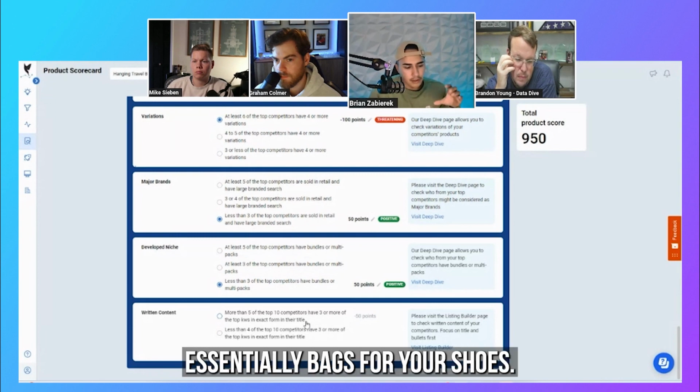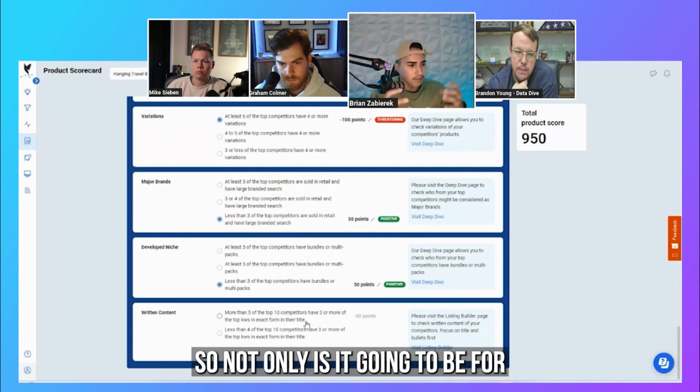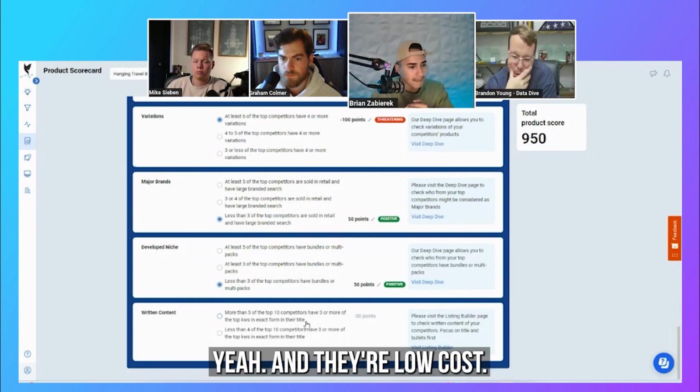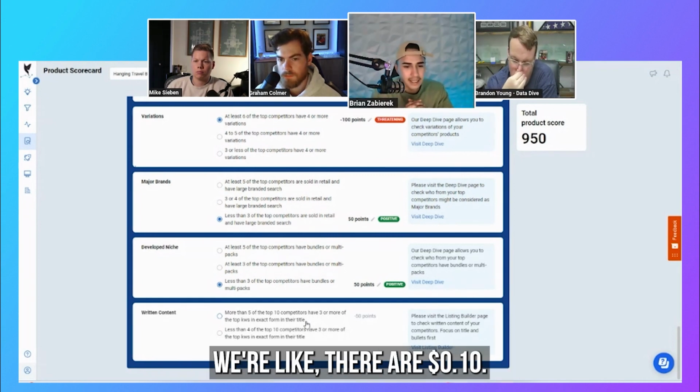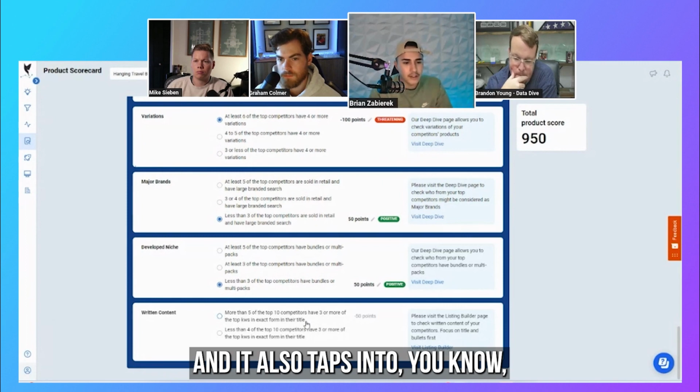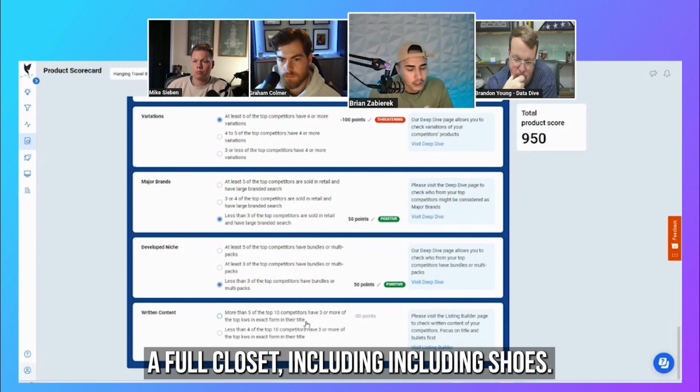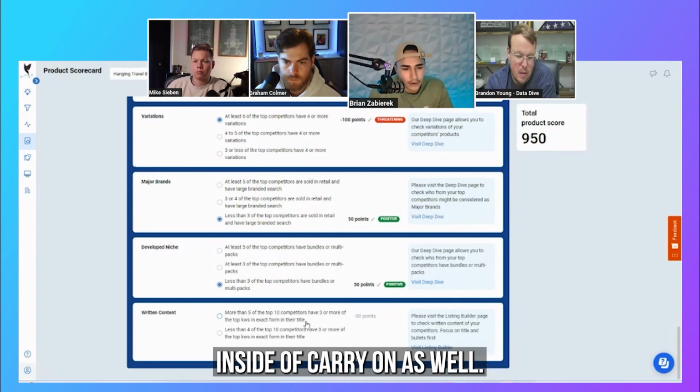All right. One thing that we are planning to do is we are going to include a couple of the same material, essentially bags for your shoes. So not only is it going to be for your clothing, shoe bags are great. Yeah. And they're low cost. They're like 10 cents. And it also taps into a full closet, including shoes, and it gives you the space to do that inside a carry-on as well.